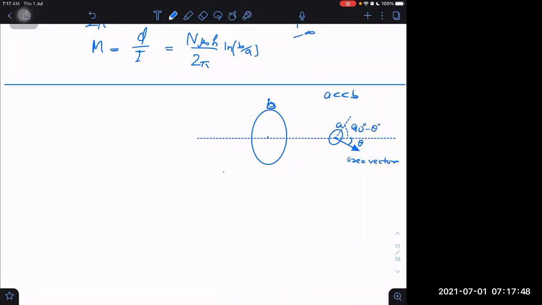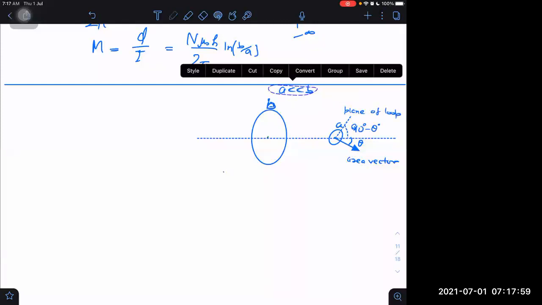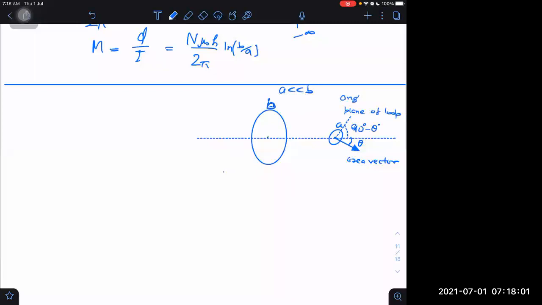This is the plane of loop. Angle between axis and plane of loop, that is this angle 90 minus theta. They say sometimes like this.